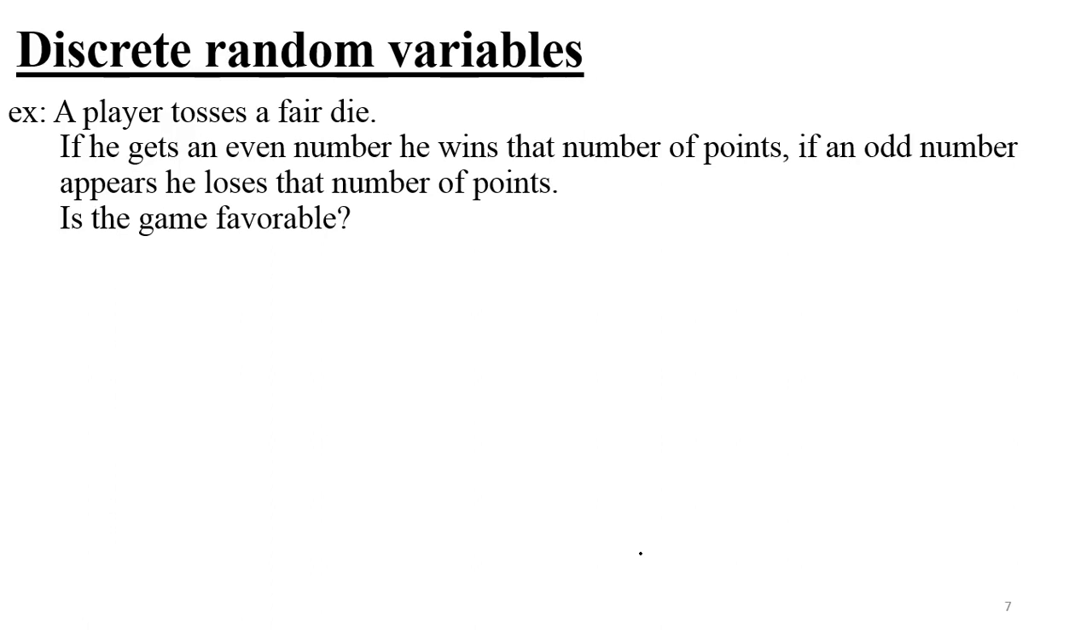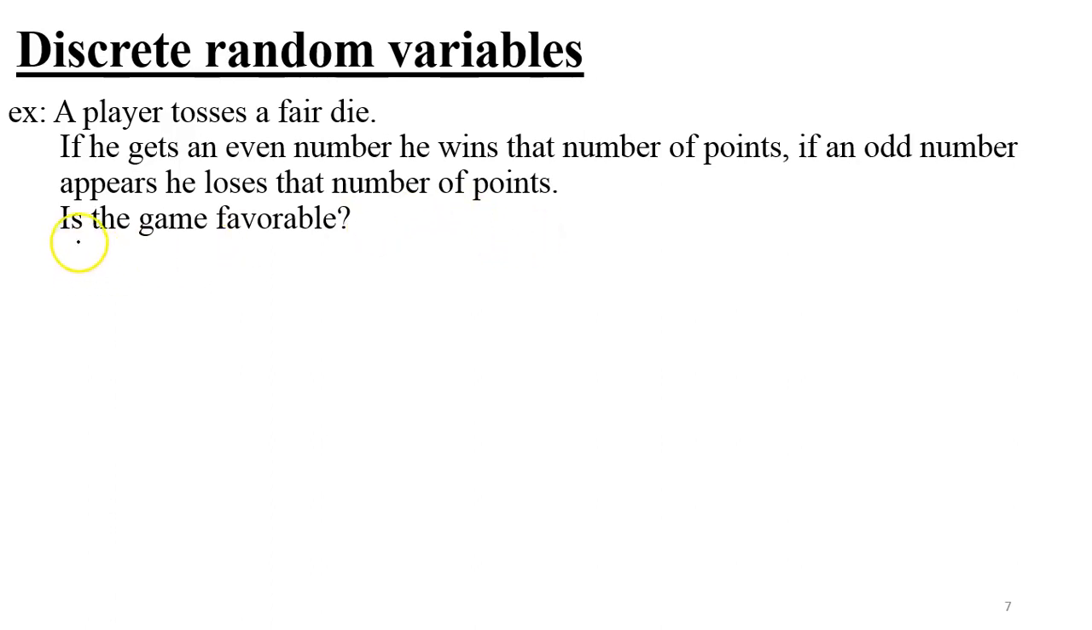Because don't forget that E of x, the expectation, is the expected outcome of this random variable. So we need to know if he is expected to end up with a positive outcome, or a negative outcome, or a 0 outcome. If his expected outcome is positive, it means he's more likely to win in this game. If his expected number is negative, it means that he's more likely to lose. And if his expected outcome is 0, it means that the game is fair. He is likely to win the same as he is likely to lose.